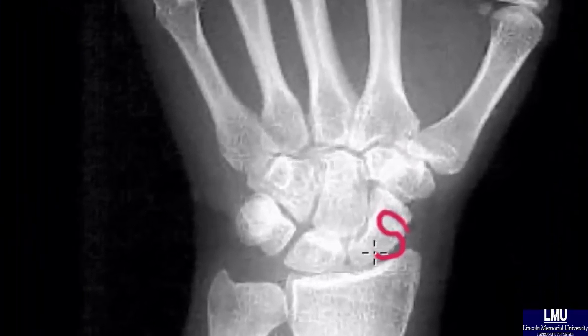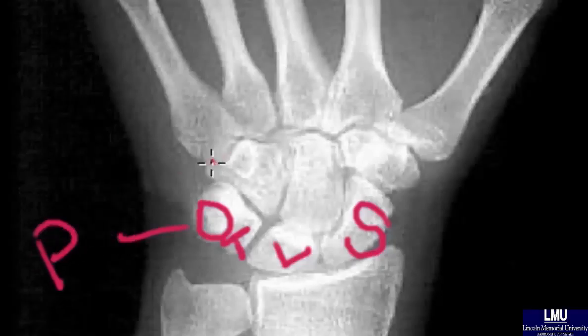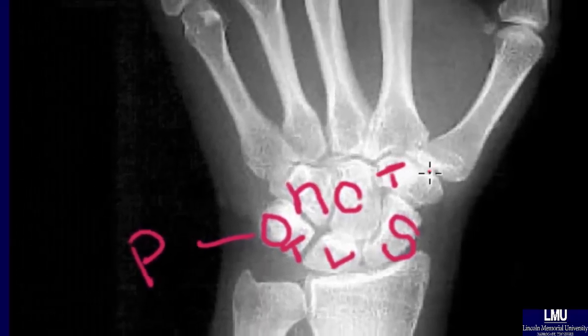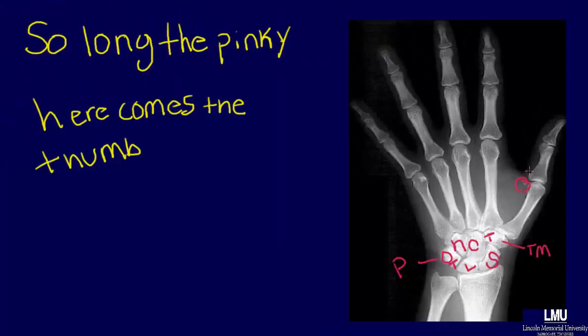So we have the scaphoid, the lunate, triquetrum, pisiform, hamate, capitate, trapezoid, and trapezium. And up here we have our flexor pollicis sesamoid bone.